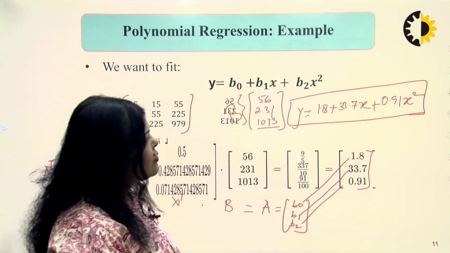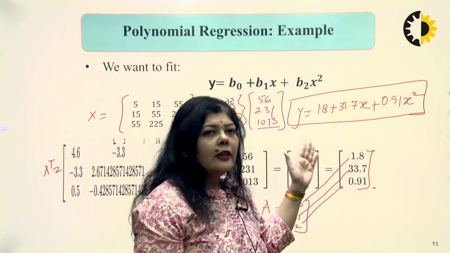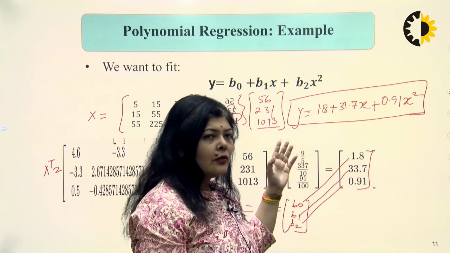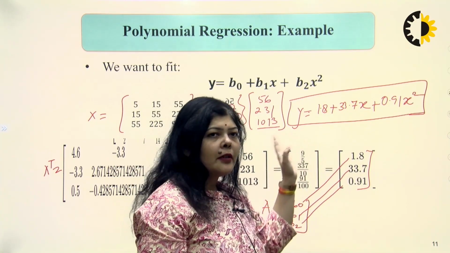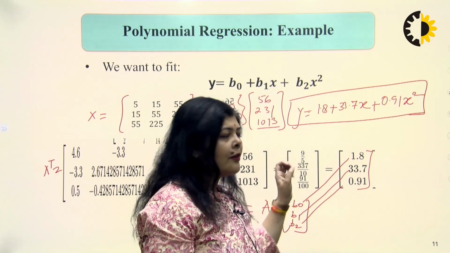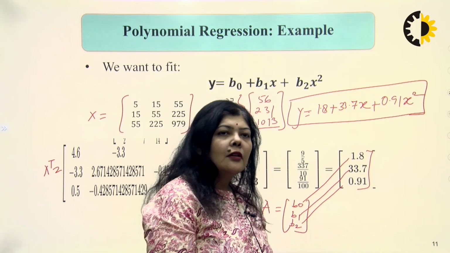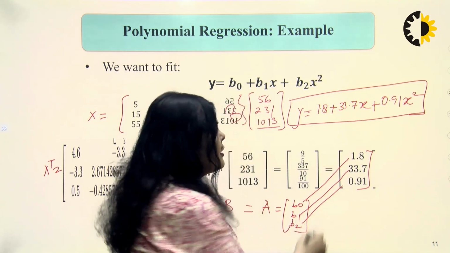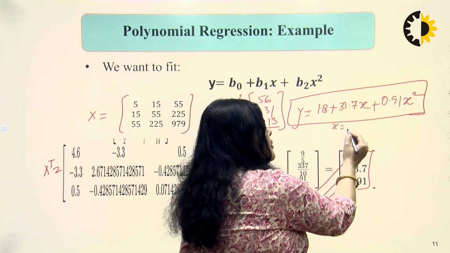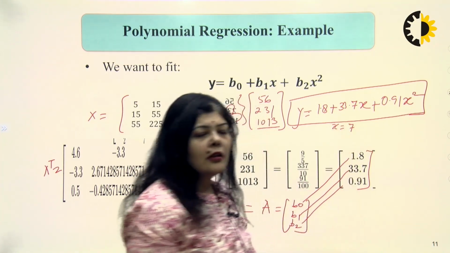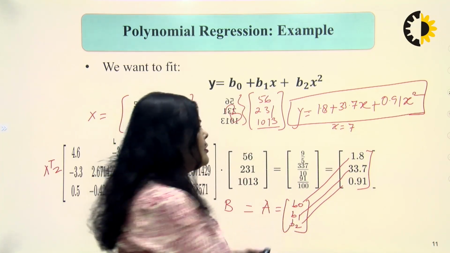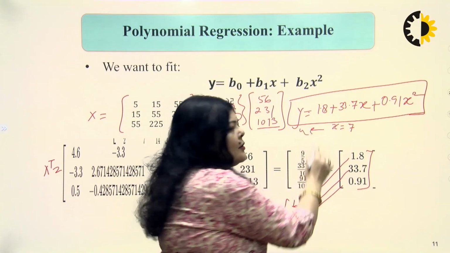Now you can use this equation to find the value for certain points which are not present in your data set. If I put in a value of x which was not previously in my data set, for example x is equal to 7, which was not there originally, I can find the corresponding y value from this equation.